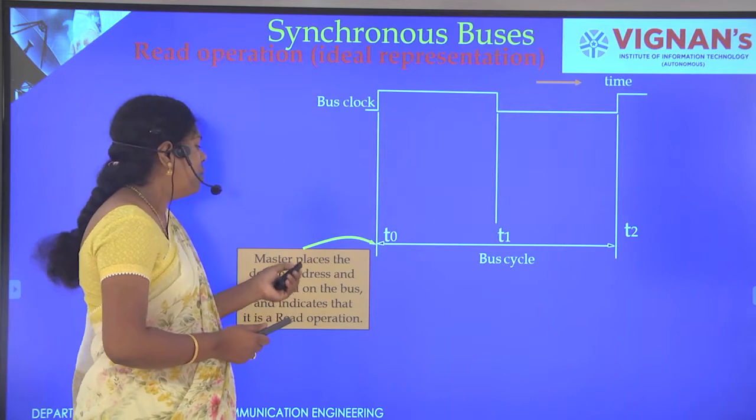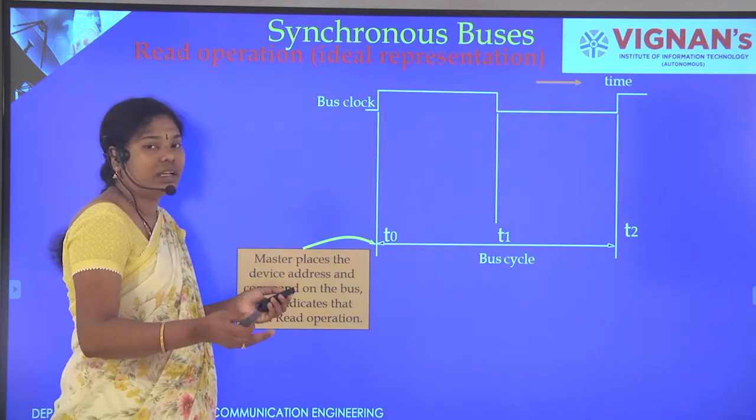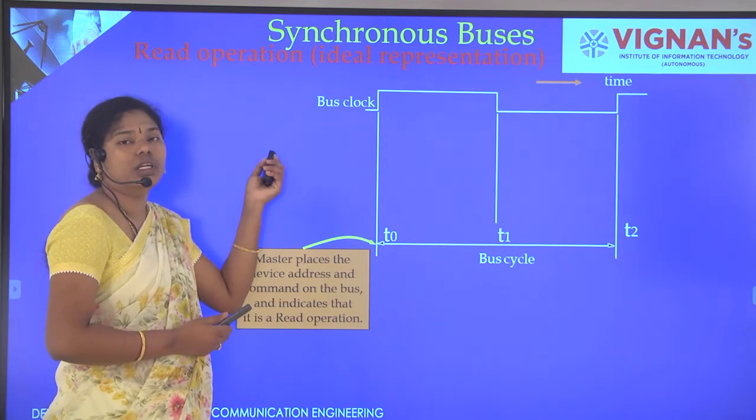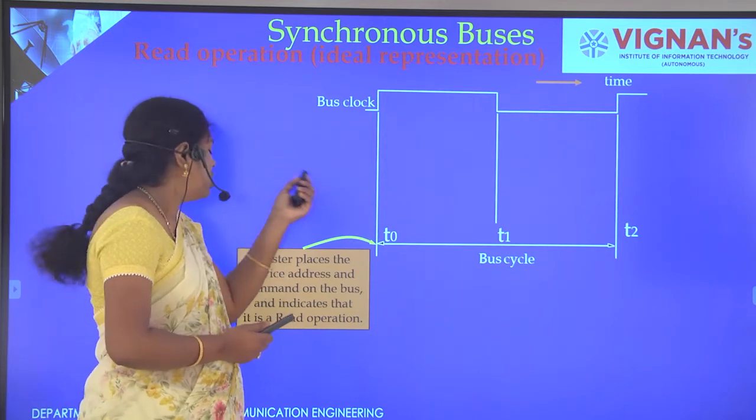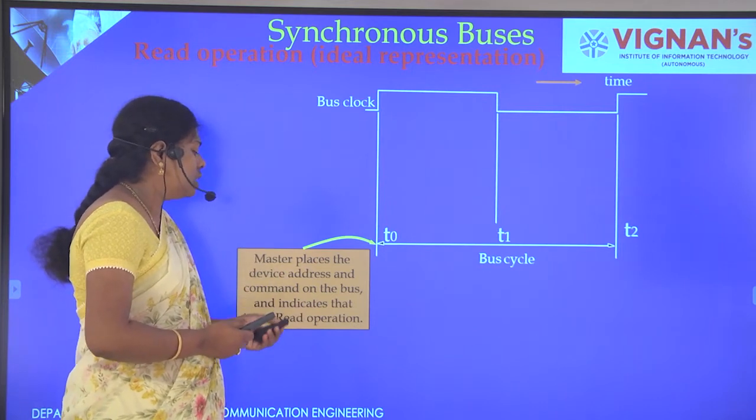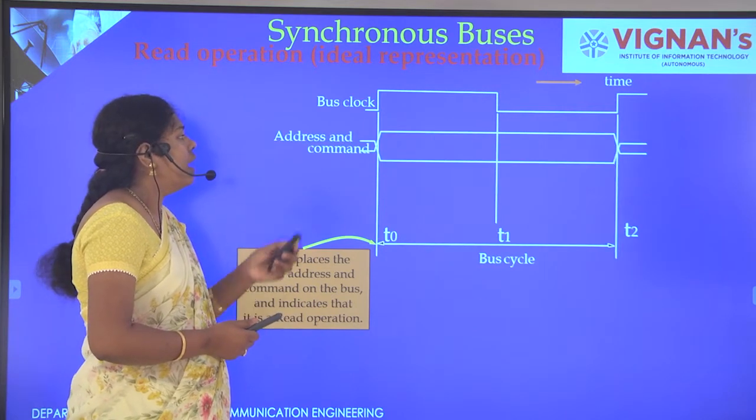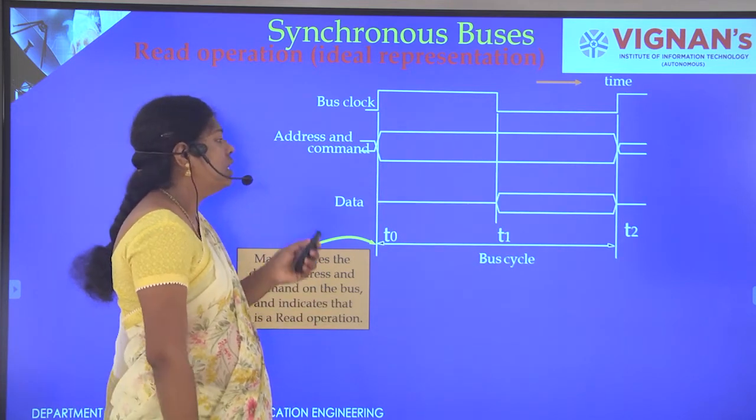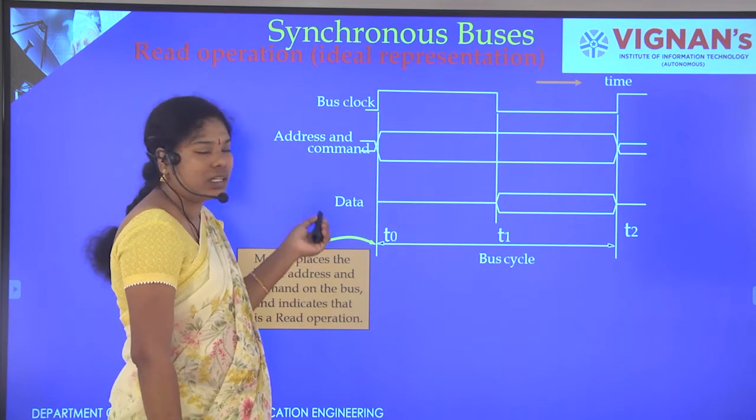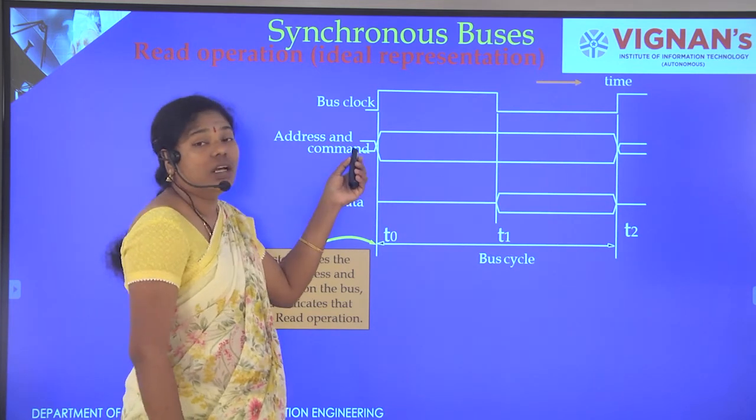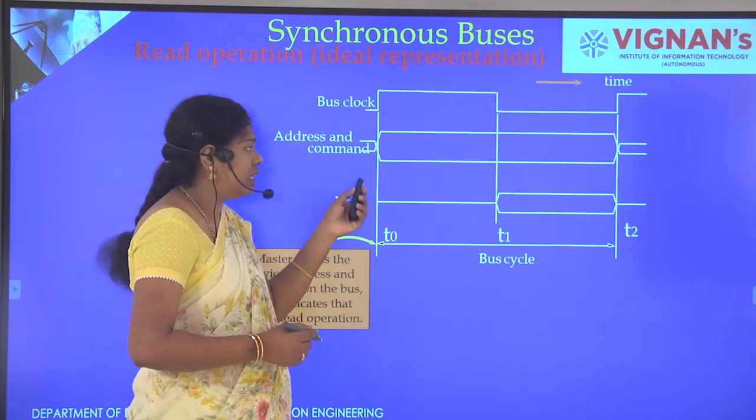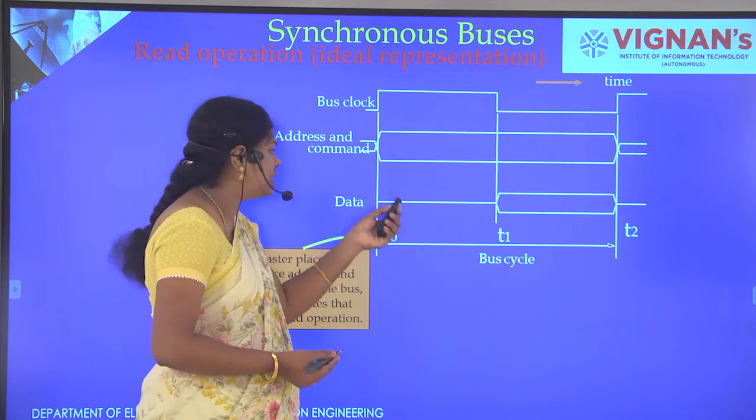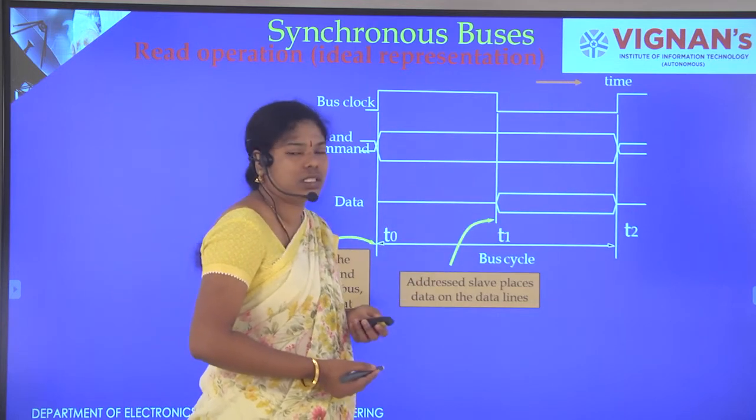First, the master places the device address, that is, from which device it has to read, and the command. Here the command indicates the read operation. So the address and command will be placed by the master. The next thing is, once the master asserts the address and command, the slave identified by this address is ready. If it is ready, it will place the data on the data bus.